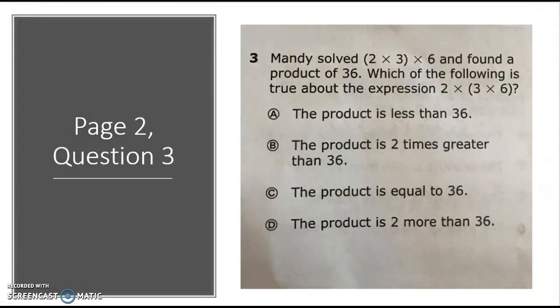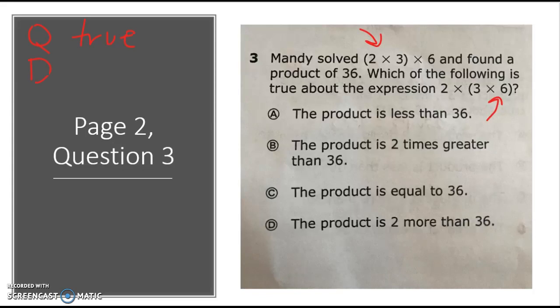It says page 2, question 3. Mandy solved 2 times 3 times 6 and found a product of 36. Which of the following is true about the expression 2 times 3 times 6? Well, we remember that the parentheses say, ooh, ooh, ooh, pick me, pick me. So we're going to go ahead and do whatever is in the parentheses first and find out what she is looking for. So they want to know in the question, they're looking for what's true. Very important thing to notice.